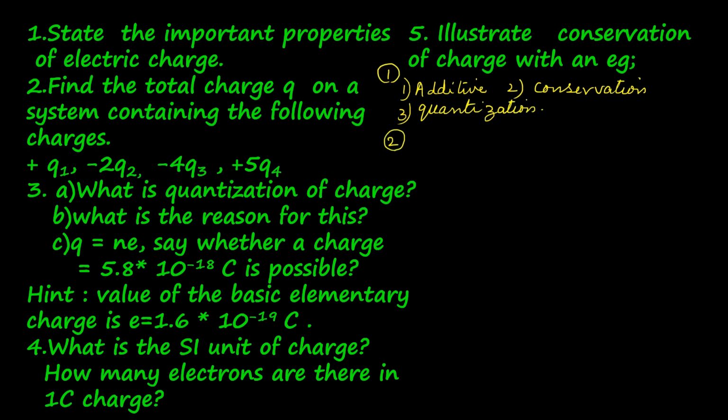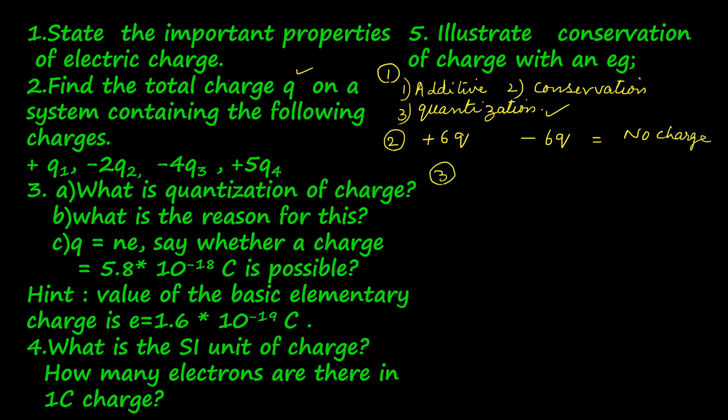Second question. Find the charge Q on a system containing the following charges: plus Q1, minus 2Q2, minus 4Q3, plus 5Q4. By the principle of additive property, we add up all these charges. Positive Q1 plus positive 5Q4 is equal to positive 6Q. Negative 2Q plus negative 4Q is negative 6Q. Equal numbers of positive and negative charges get cancelled. So the charge on the system is 0.